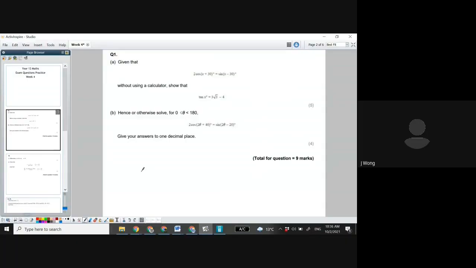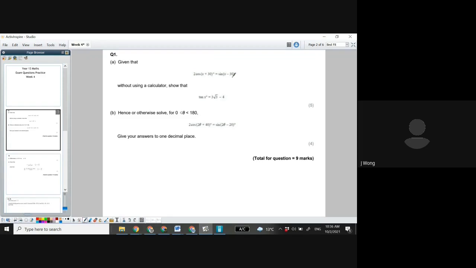Just like what we had before for the previous 3 weeks, this is about solving trigonometry equations. So that's a very, very essential skill because it's definitely going to be happening in your real exam in June 2022. So here we have been given this equation: 2 cos of (x plus 30) equals sine (x minus 30).